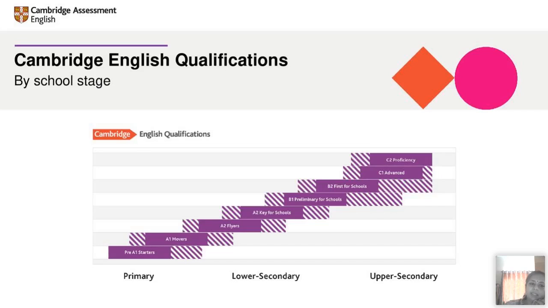For today's presentation purposes, we are only looking at the first 3 qualifications, which is pre-A1 starters, A1 movers, and A2 flyers, which covers till about lower secondary. So in an Indian school system, I would say about till class 6, or 5 and 6 maybe, will be covered under the A2 flyers.